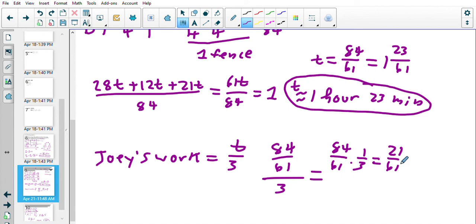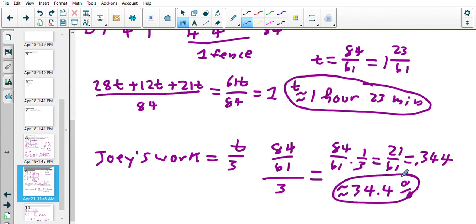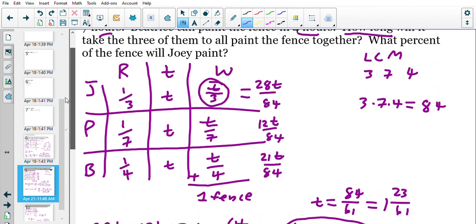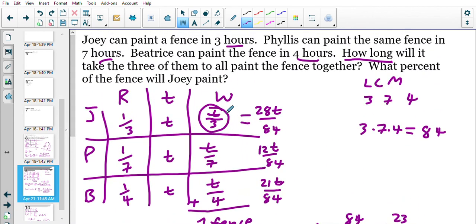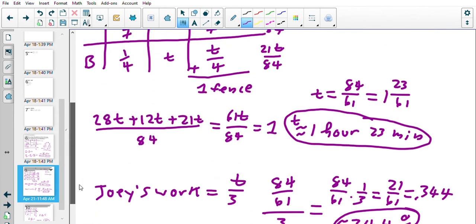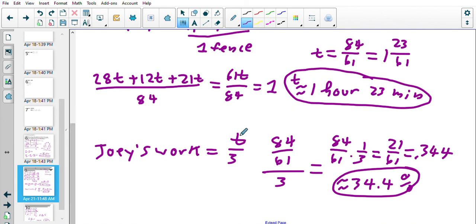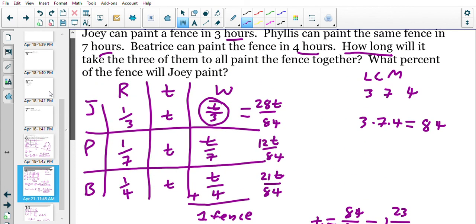And if we just do that division, 28 divided by 61, 0.459. So about 45.9% is how much of the work Joey is responsible for. And that just goes back to our chart. We already knew the expression for Joey's work, and once we found T, we could just plug in T, and solve and find that Joey was responsible for 34.4% of the work. So a little bit more than 1/3. Good job, Joey.